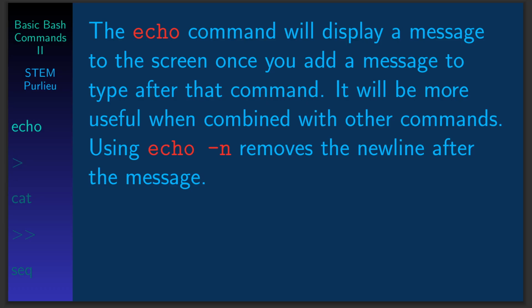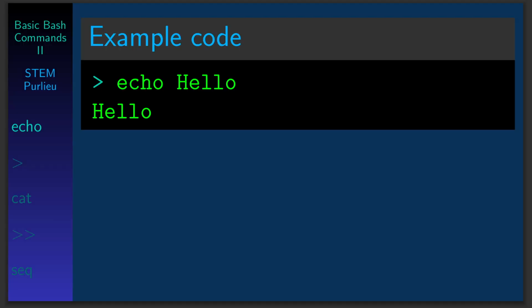The echo command will print out a message, which is the text that follows the echo. Use echo -n to remove the newline at the end of the echo command. So as an example, if we have echo hello, the echo command will print hello.